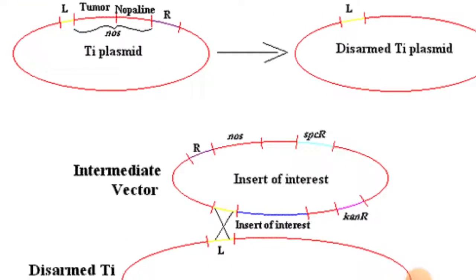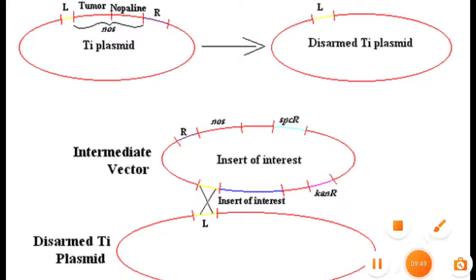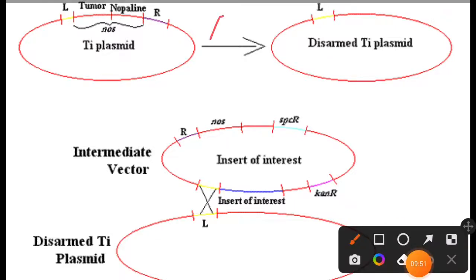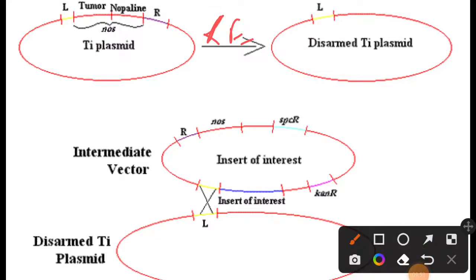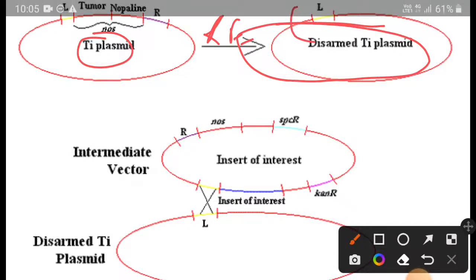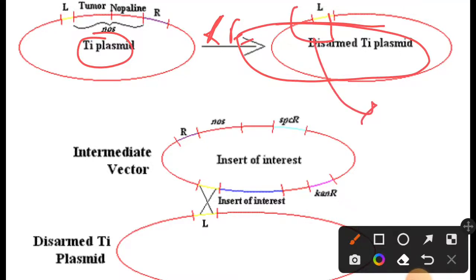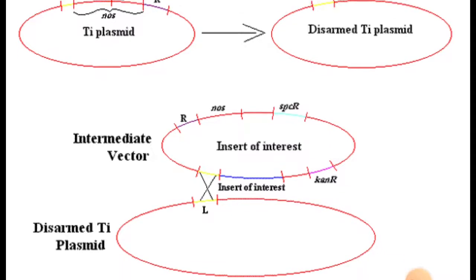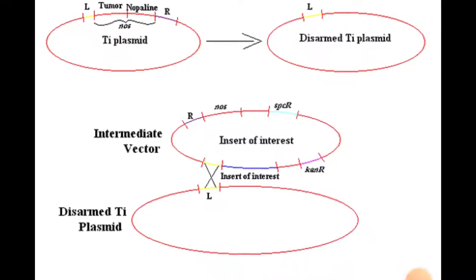The first step that they performed is they simply digest the Ti plasmid with the help of a restriction endonuclease that is available for the Ti plasmid and convert the Ti plasmid into a disarmed plasmid which contains only the vir genes. And here remember that this vir gene is nothing but the V regions. Okay, so they have converted the Ti plasmid into a disarmed Ti plasmid.